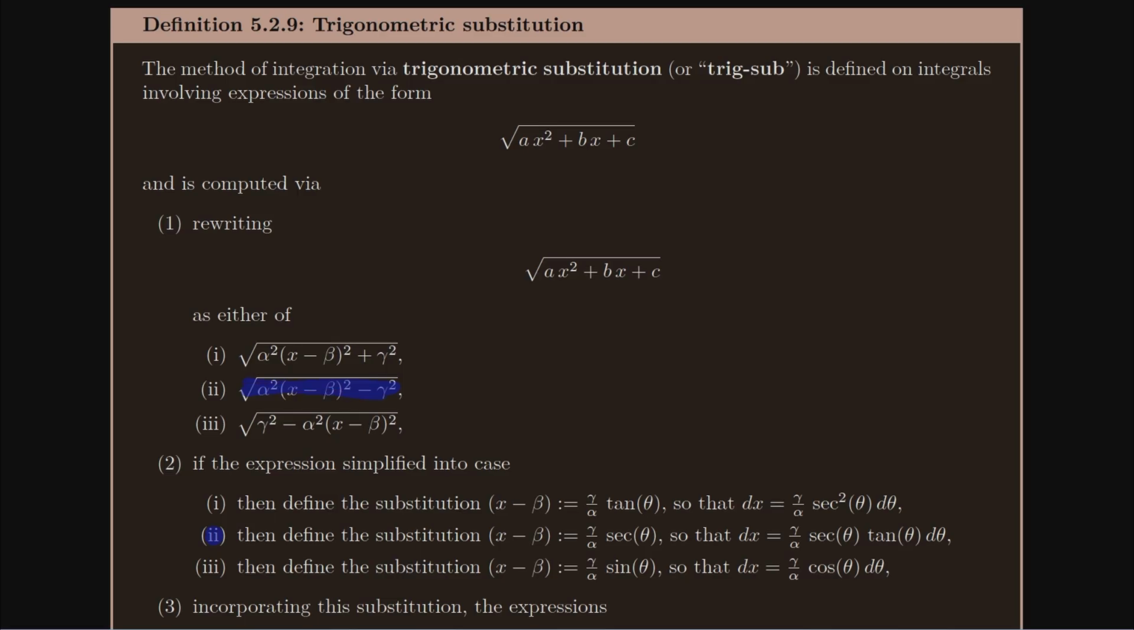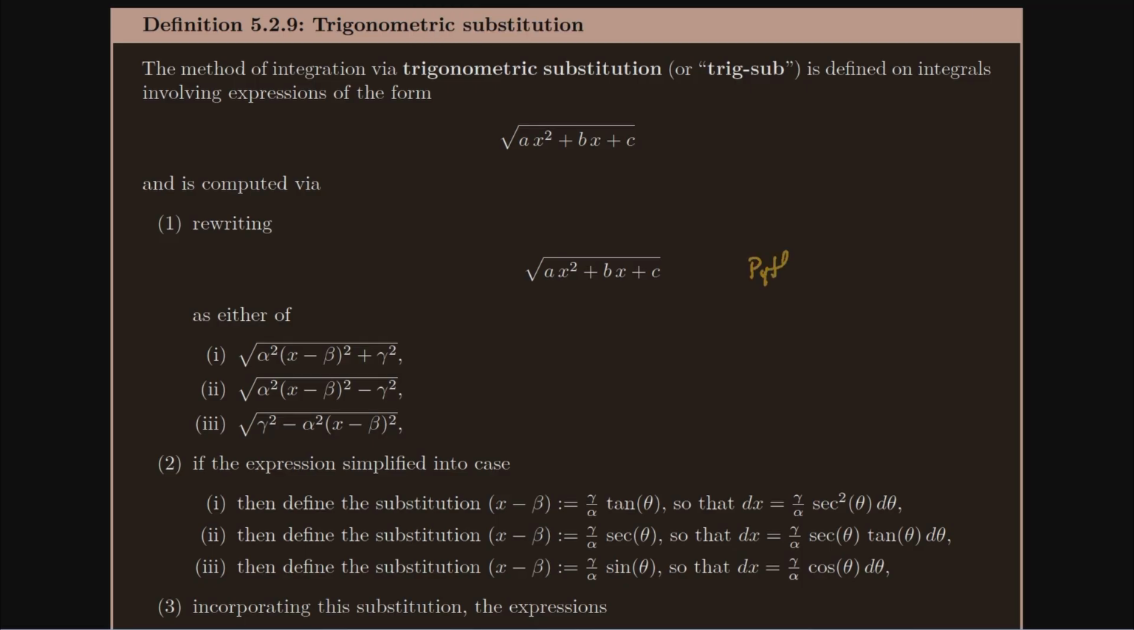If you happen to be in case 2, we're instead going to replace x minus beta with gamma over alpha secant theta. And if you make that substitution, you end up finding that dx is gamma over alpha secant theta tangent theta d theta. And if we're in case 3, which is the case where a was negative, we're going to define x minus beta as gamma over alpha sine of theta, and then dx will end up being gamma over alpha cosine theta d theta. Now, where are each of these actually coming from? Because I don't actually write in the book where these come from.